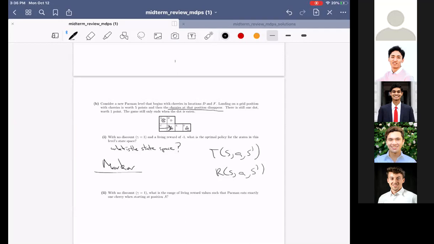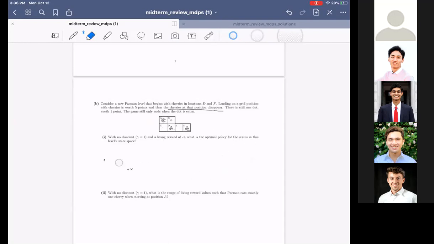So we need to keep track of this extra information. And so that makes it so that we actually have 24 states instead of 6 states. Because you basically have the 6 regular ones, and for each of those you have 4 possibilities: true, true, true, false, false, false, false, true.